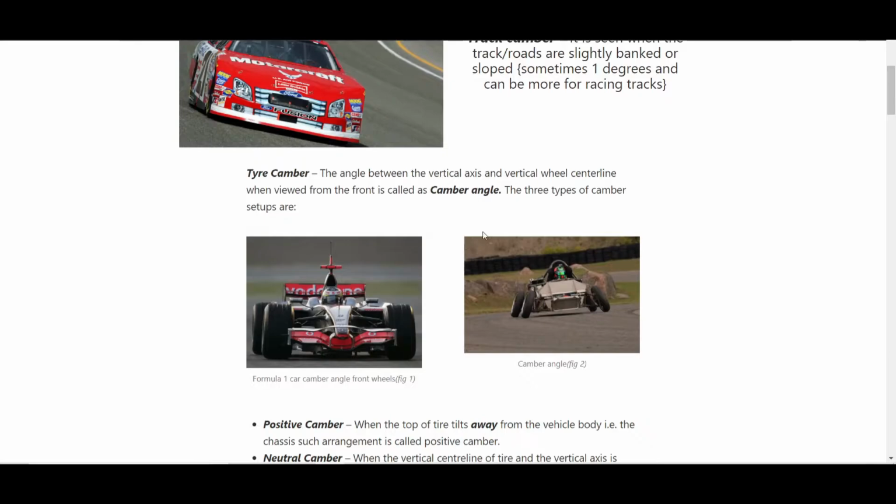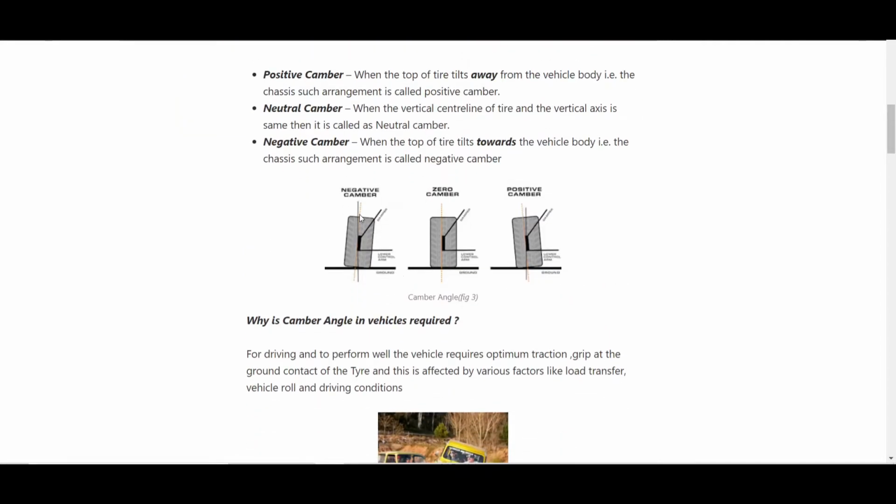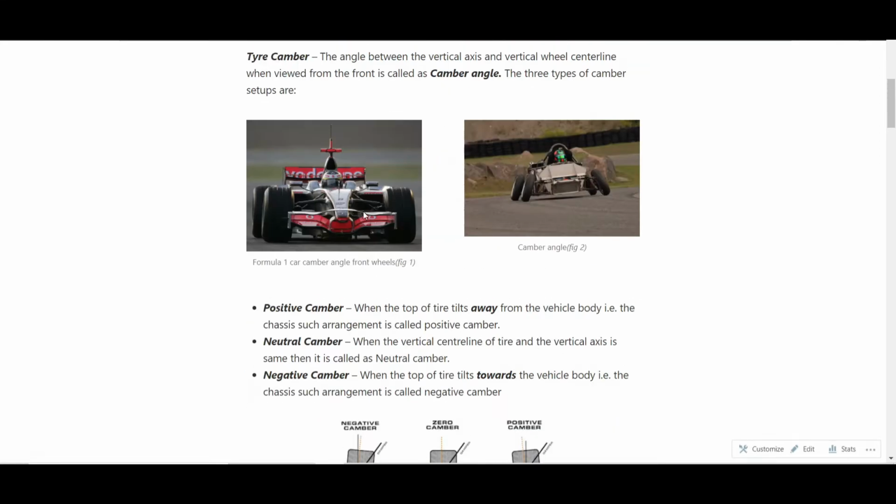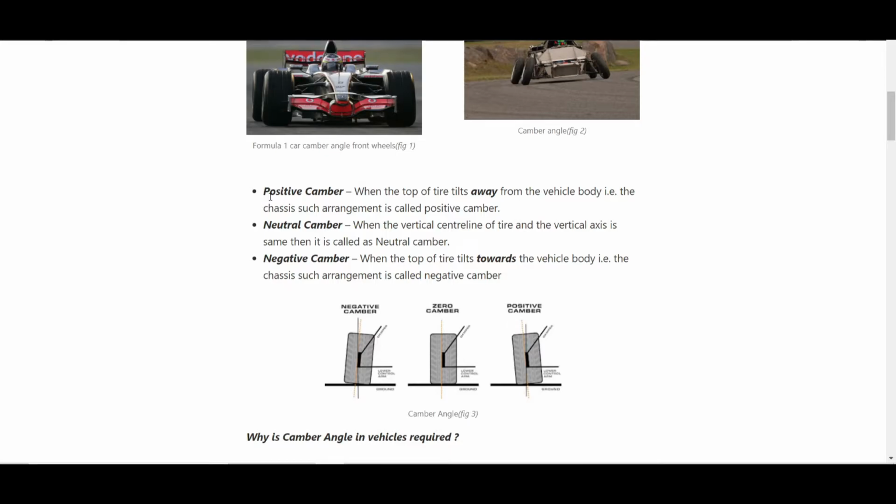The angle between the vertical axis and the vertical wheel center line when viewed from the front is called the camber angle. As you can see in this image, the orange line is the vertical wheel center line and the black line is the vertical axis. The angle between these two is called the camber angle. Now the Formula Student cars and the Formula 1 cars generally prefer negative camber, and passenger cars generally prefer zero or can be positive. Now there are three types of camber setups, that is positive, neutral and negative.